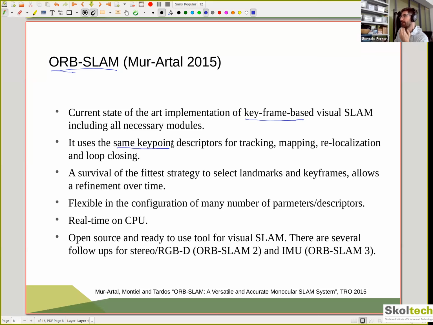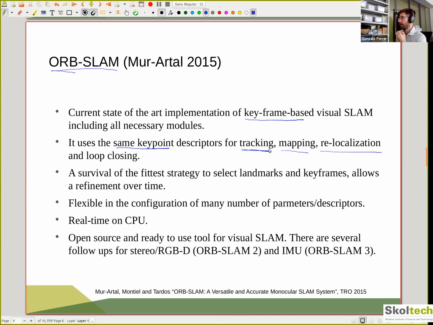They introduce the same kind of key point descriptors for all these tasks. Tracking, we know what tracking is: it's basically the localization of the camera while you are getting key points. Mapping is batch optimization of everything. Relocalization allows you to recover when you get lost. Tracking actually fails more often than you think, especially with fast rotations and other kinds of problems. So monocular SLAM is not that robust, right?